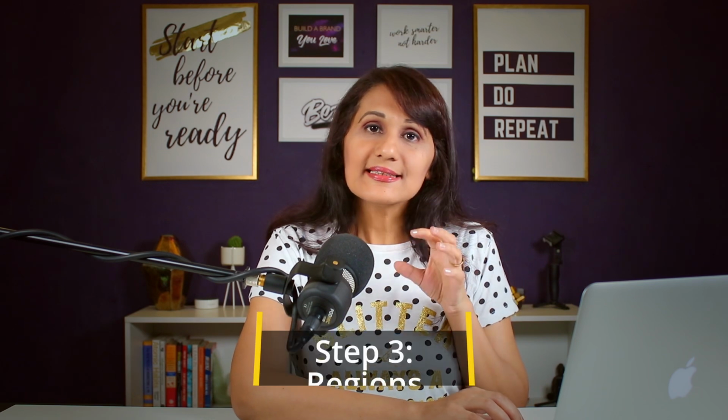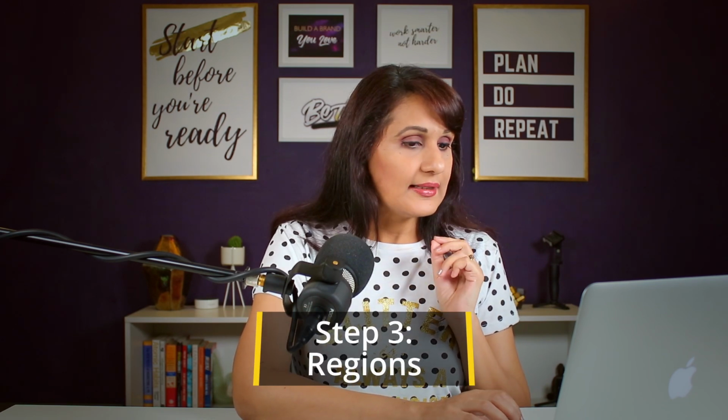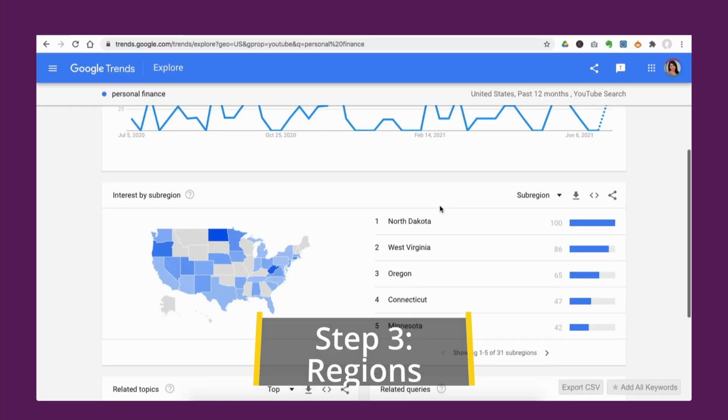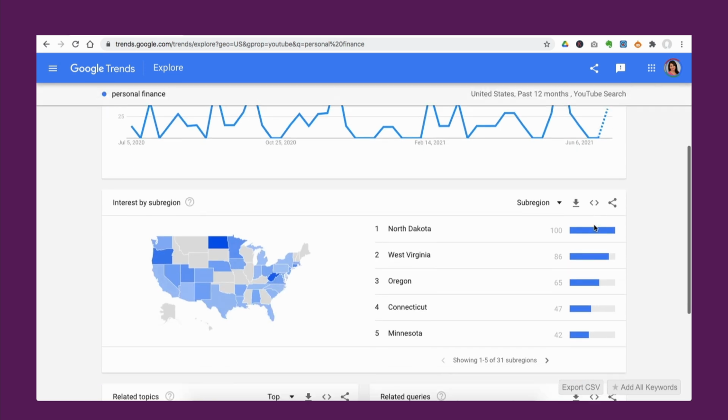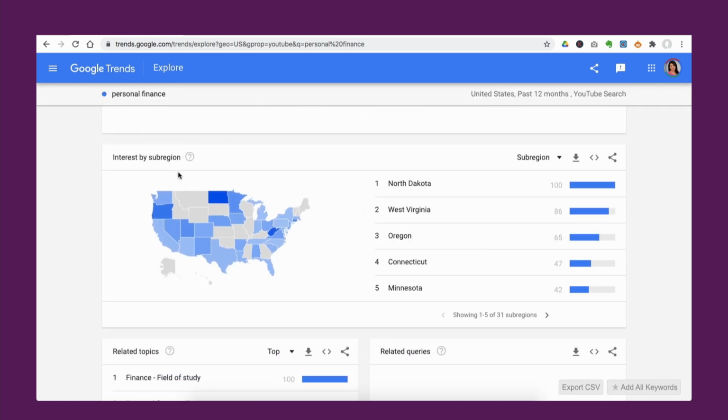So now the next thing that we are looking for is regions. Okay, so we can see that the graph is, we'll come back to the graph in a bit. Let's go down here to regions. So if you have chosen a particular country, it's going to show you the regions within that country. And if you have chosen worldwide, then it will show you countries in this section. So here's where you need to start to think about, okay, where does your audience live? Or conversely, what specific part of the world do you want your audience to come from?